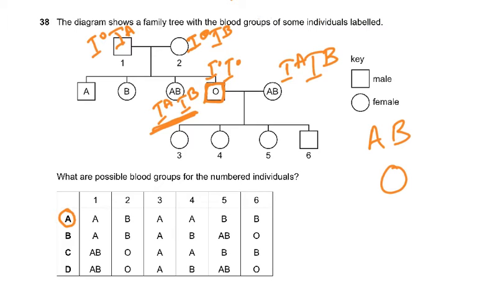Or could be, yes, 2 could be A and it could be B, but that is the possibility. 1 and 2 had to be A and B. So that means we narrow down to here. Now what was 3? 3 was definitely can't be O.